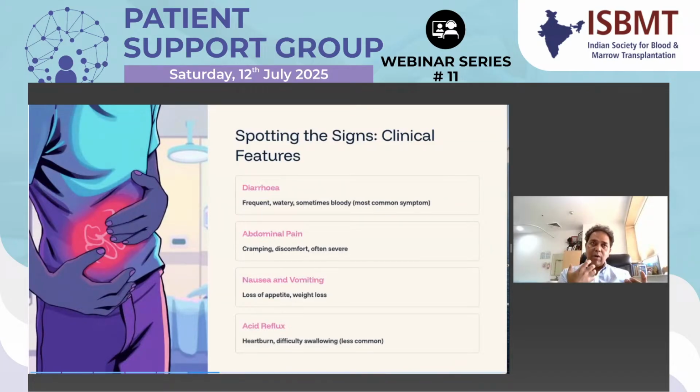As we said, you can have loss of appetite. Patients don't feel like eating because they don't want to eat at all. And of course, that will cause weight loss. And then you can have heartburn, swallowing difficulties. So even if you want to eat, you find it really difficult, and that can happen in chronic GVHD.